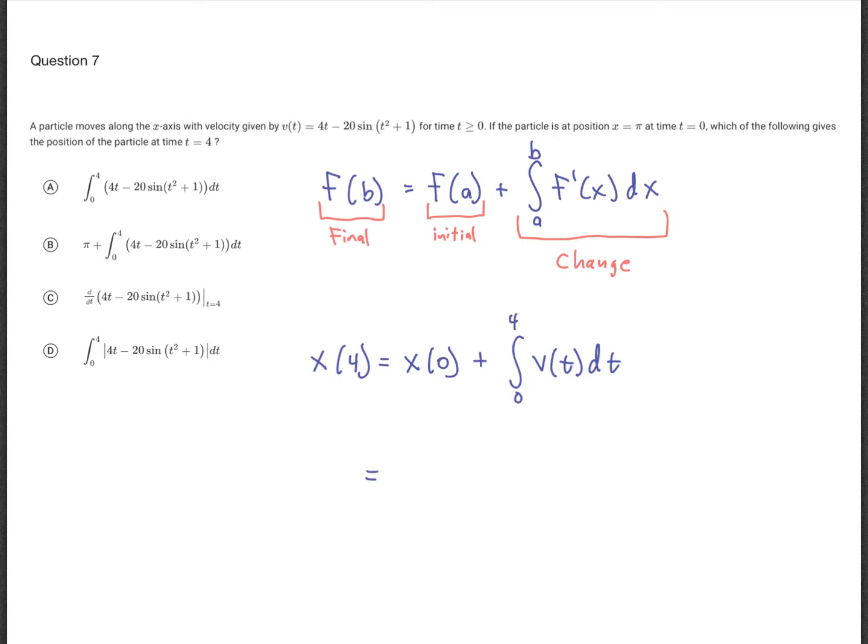To get more specific, what we're really going to type in the calculator: this x of 0 is just pi. And then we'll do the integral from 0 to 4, and we'll just type in that actual function into the calculator. Oh, I forgot this is a new calculator question, so the answer is just going to be there. I did not even look at the answer choices. Okay, so is that an answer choice just like that? Is that B? Yeah, that's answer choice B. Okay.